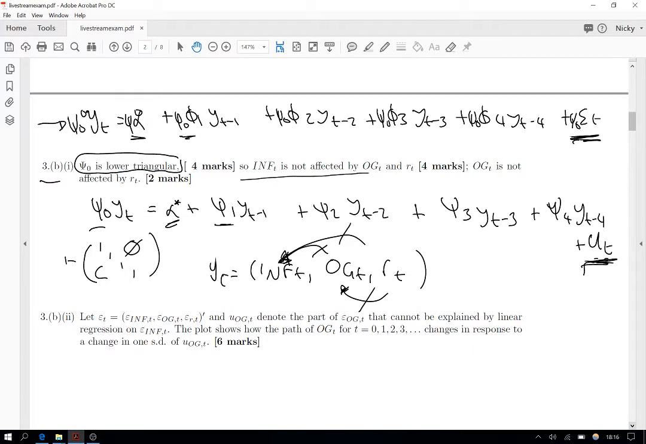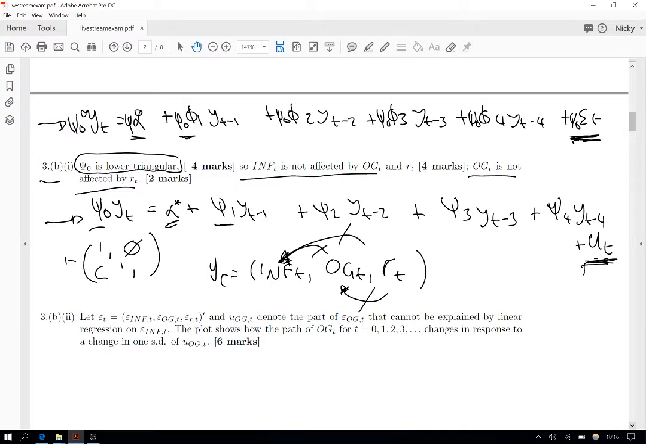We have that in this particular case, for the Cholesky decomposition, inflation is not affected by the others. So inflation could affect the output gap and interest rates, but not the reverse. And then finally, the output gap could impact interest rates, but not the reverse. So again, we've got this here. So in essence, this question is just asking you to state what the conditions are for the Cholesky decomposition. I've just given you a bit more detail as to where this model comes from.